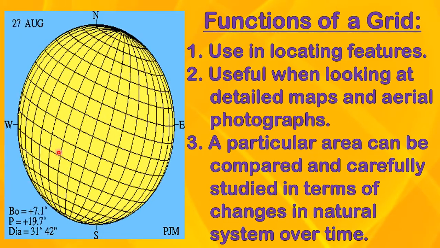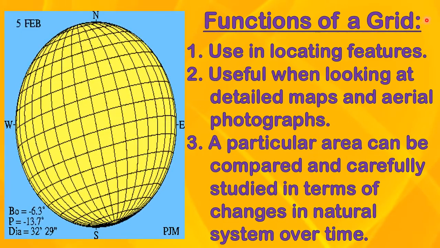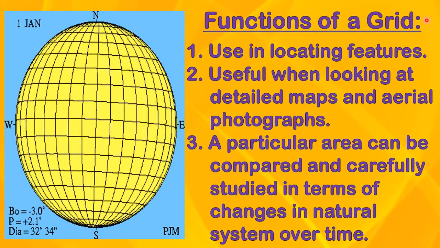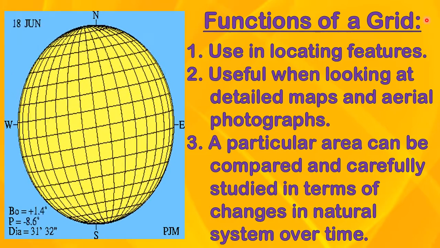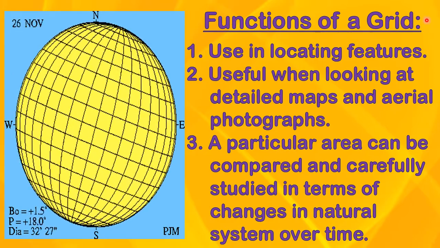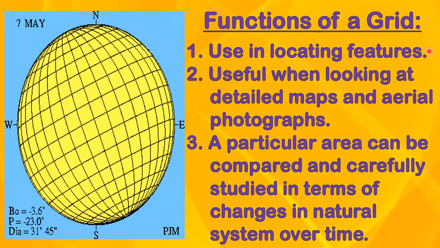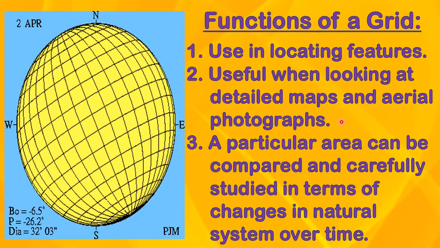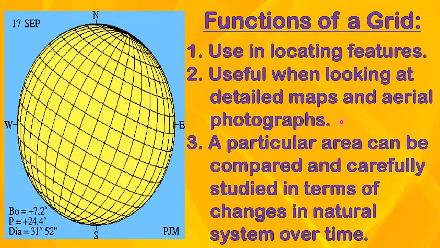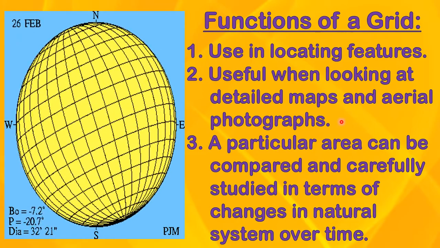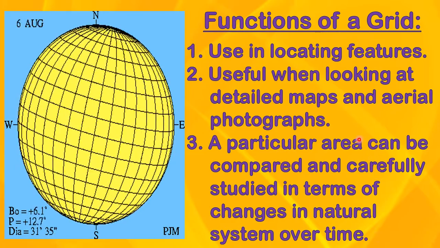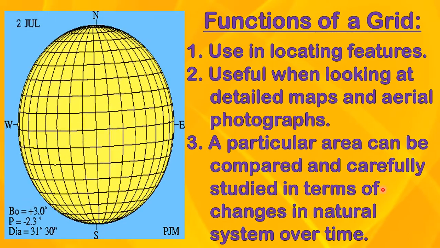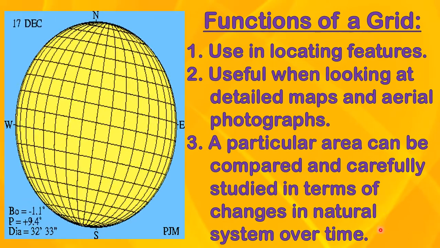So class, these are the following functions of a grid. All of these 3 functions that I have written here can be found in your book, so you can highlight them in your book as we always do. Number 1 is use in locating features. The second function of a grid is use when looking at detailed maps and aerial photographs. And the last one is that a particular area can be compared and carefully studied in terms of changes in natural system over time.